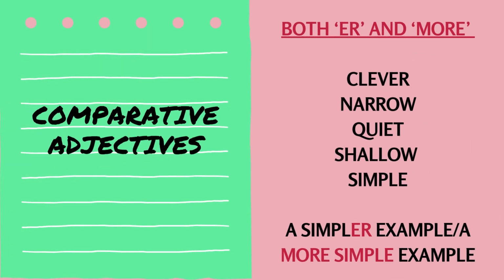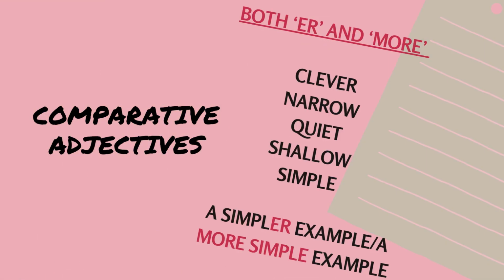Let's continue with the following adjectives: clever, narrow, quiet, shallow, simple. These adjectives can have their comparative form using both ending er and more. So you can say both, for example, a simpler example, or you can also say a more simple example. The same is valid for the other adjectives mentioned here.